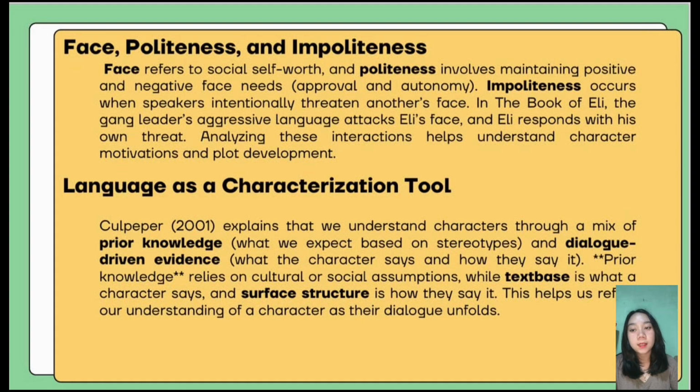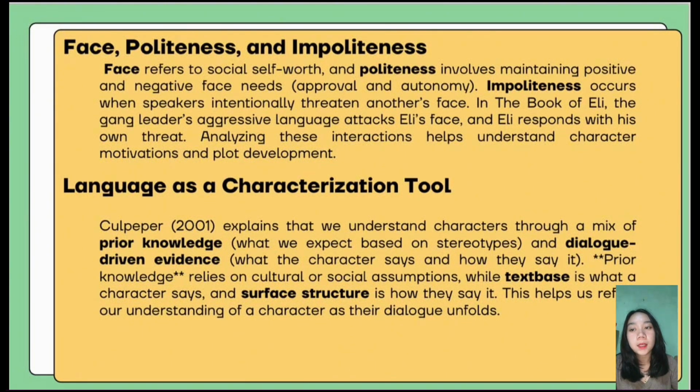Face, politeness, and impoliteness. Face refers to self-worth, and politeness involves maintaining positive and negative face needs, approval, and autonomy. Impoliteness occurs when speakers intentionally threaten another's face. In The Book of Eli, the gang leader's aggressive language attacks Eli's face, and Eli responds with his own threat. Analyzing these interactions helps understand character motivations and plot development.